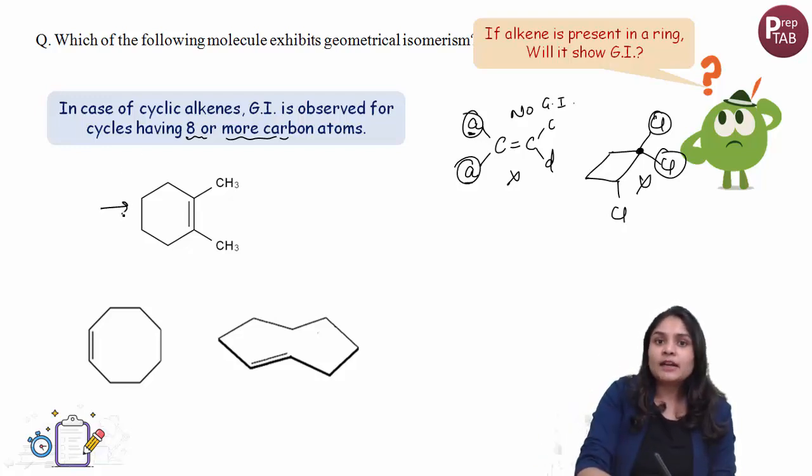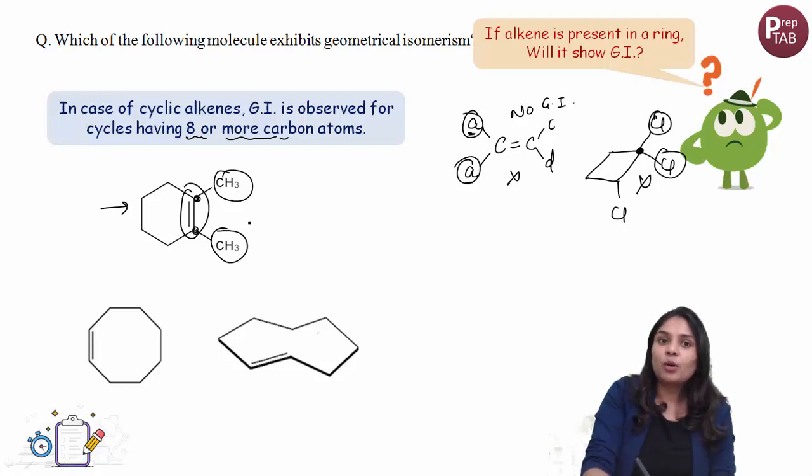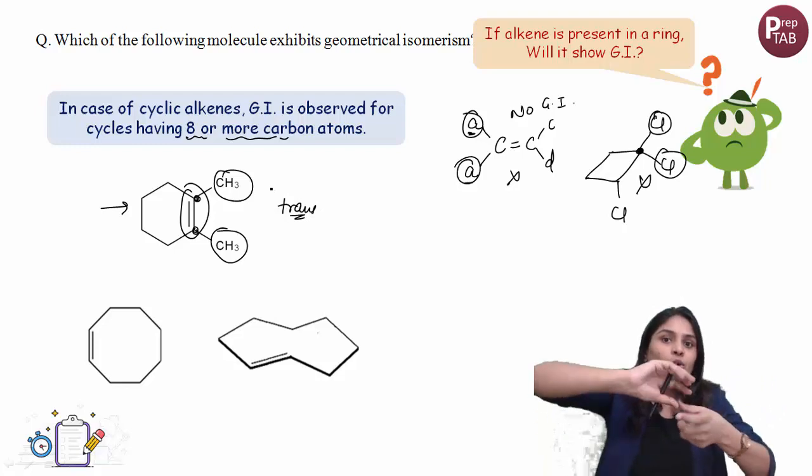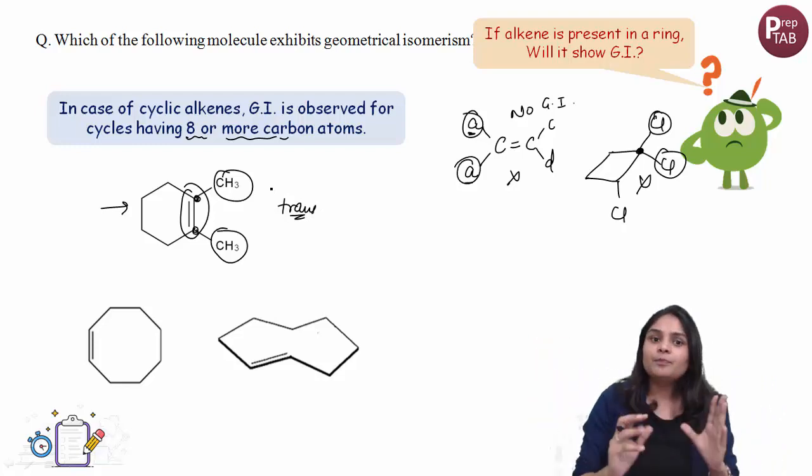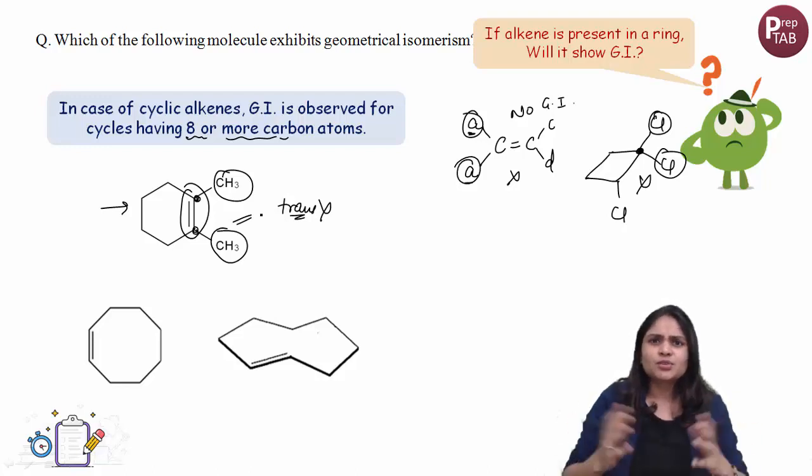This has 6 carbon atoms. Now you can observe the cis form of this alkene. Of this alkene we have the cis form, but the trans form is not possible because you cannot rotate it. Okay? So the trans form is not possible, only the cis form is possible. So we cannot say that this is showing geometrical isomerism.